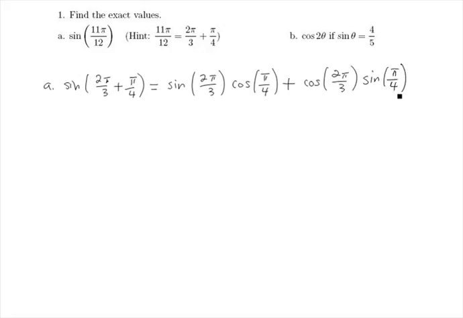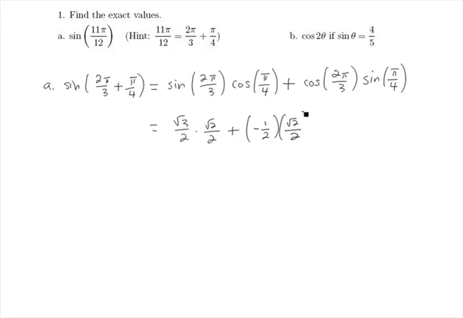Now it's a matter of reducing. Sine of 2 pi over 3 is radical 3 over 2. Cosine of pi over 4 is radical 2 over 2. And now we get to do the reverse. Cosine of 2 pi over 3 is negative 1/2, and the sine of pi over 4 is radical 2 over 2.